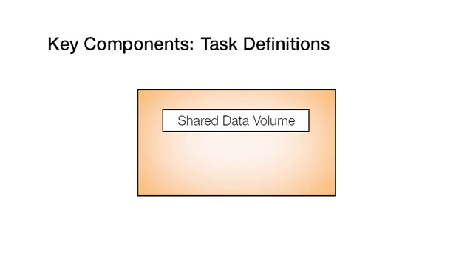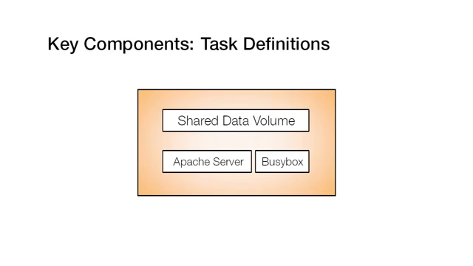Our demo will use two containers, an Apache server and a BusyBox. The BusyBox writes an HTML file every second displaying the time of day to a shared volume. The Apache server will read and serve the file.